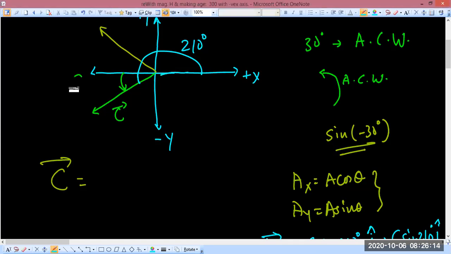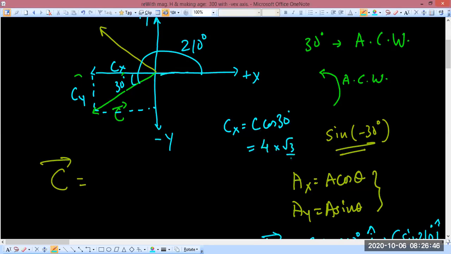Just draw a rectangle as usual. Method is easy. Draw a rectangle. Okay? So this is going to be CY and this is going to be CX, right? So clearly CX, listen to this carefully, CX value is equal to C cos 30, only in value, okay, not in sign. This is going to be 4 into root 3 by 2, so that is 2 root 3 I caret.